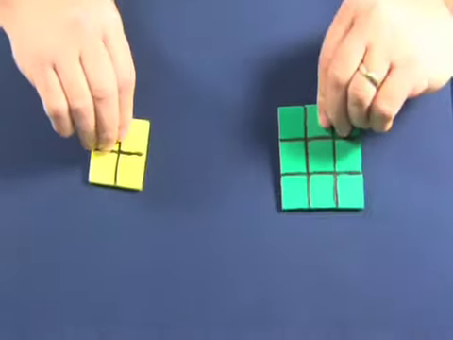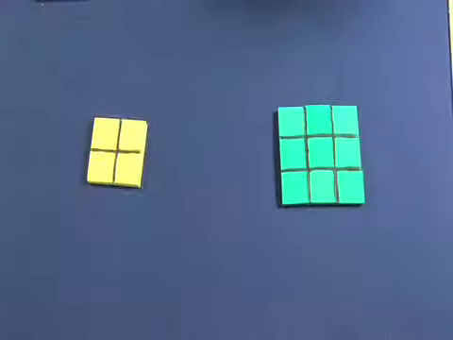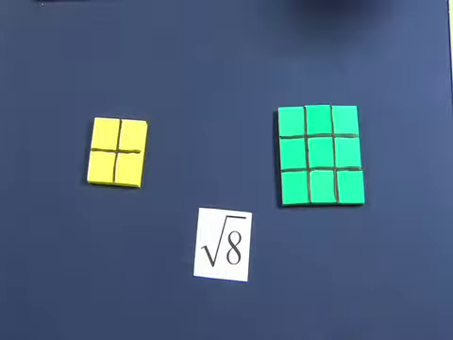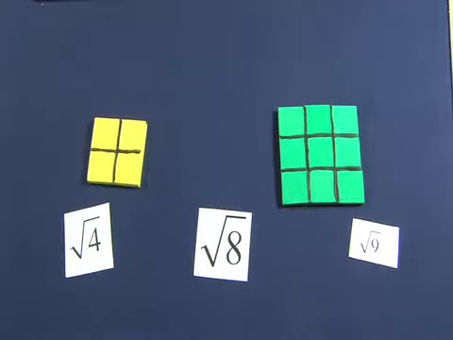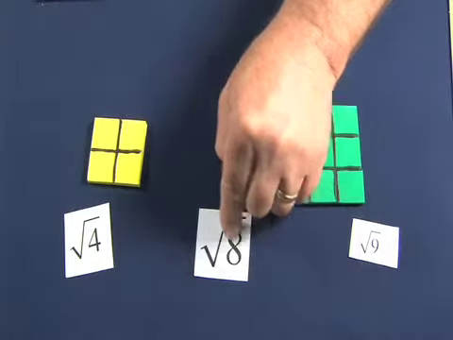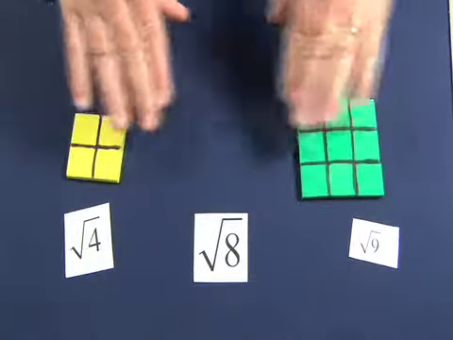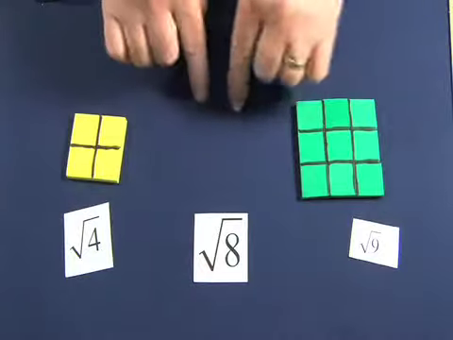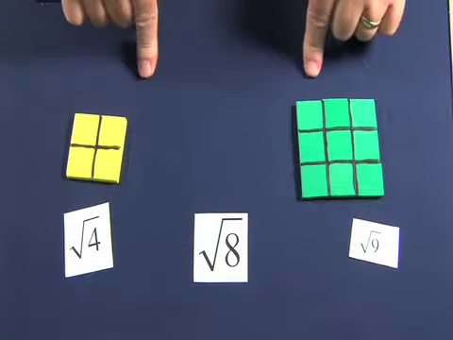What if it's a number somewhere in between? That's what we want to find out. Say it's the square root of 8. We've talked about the square root of 9, which is 3, and the square root of 4, which is 2. But this is 8. So what's the square root of 8? It's going to be somewhere between the two numbers 2 and 3.